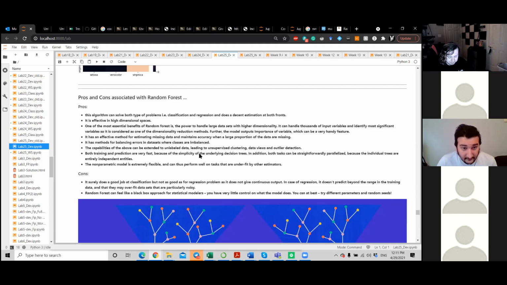And then it is a non-parametric model, which is extremely flexible. So you can use it on a variety of different data sets.